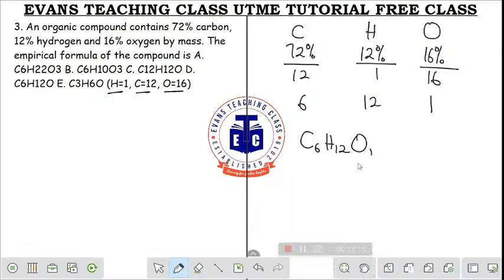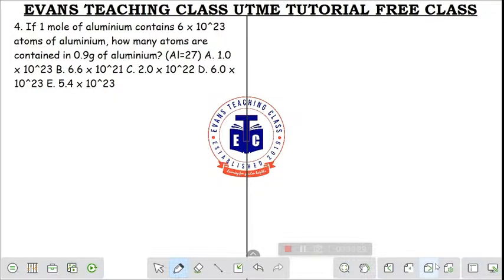So that's the answer. So our answer will now be 6 is H12. So that's our final answer. So that was how to do it. So please make sure you solve more questions like this so that you can know more.